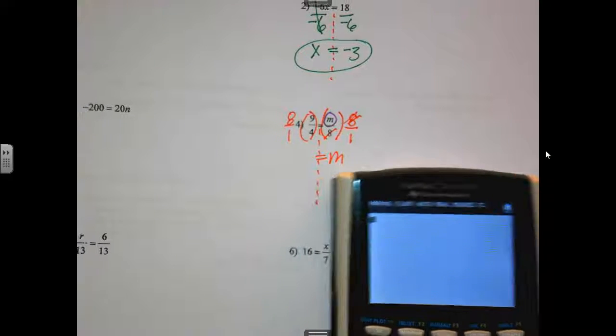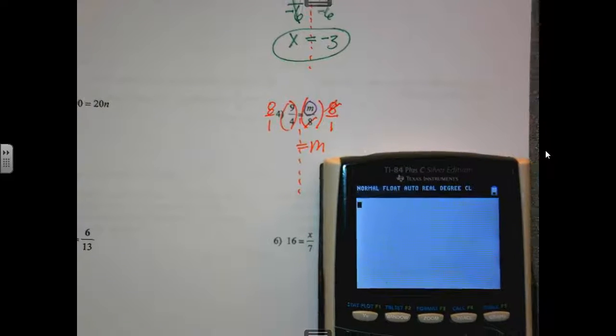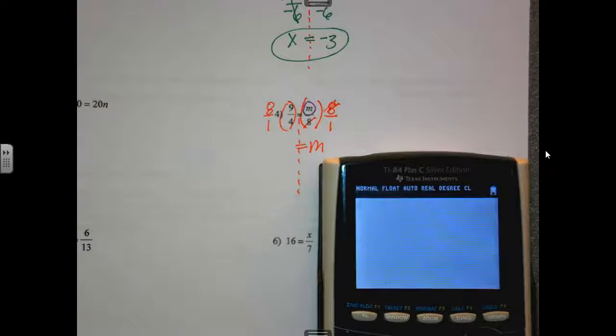Okay, please put fractions in parentheses. So I have 8 times 9 divided by 4, and I get 18.